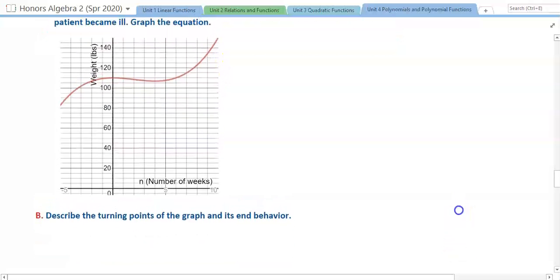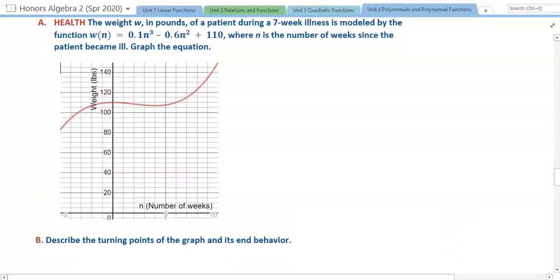And so to describe the turning points of the graph and its end behavior, now remember for this graph, the weight has to be positive, so I don't care about negative weights, that's our y-axis. Negative weeks can apply a little bit here, but as we can see, this model does not make sense as we go further into larger negative numbers. So the real turning point that makes a difference, and so where's the turning point? The turning point is somewhere about here.